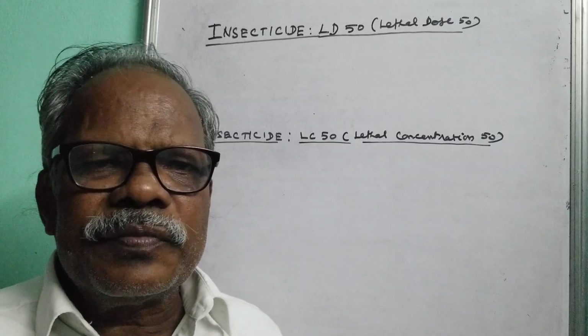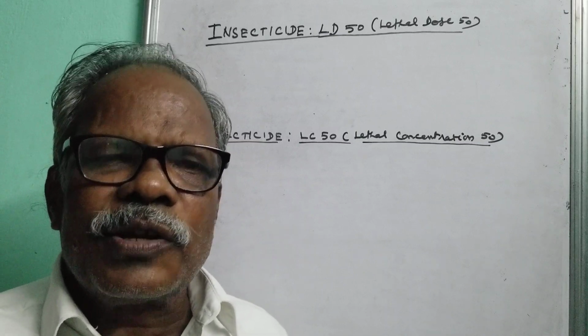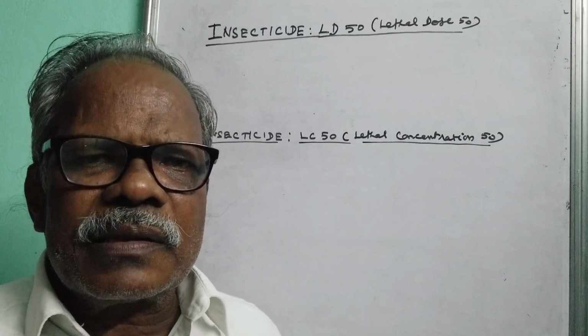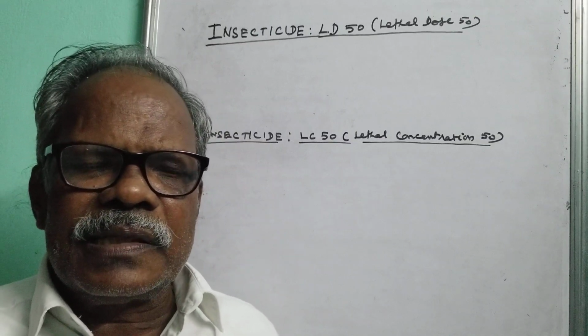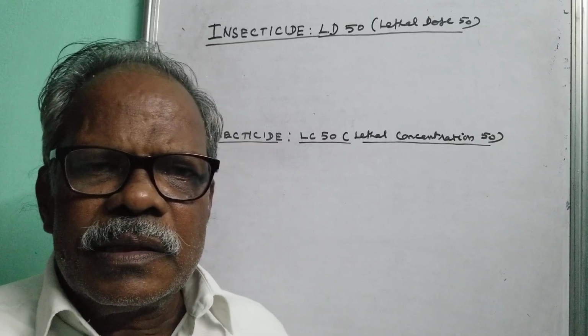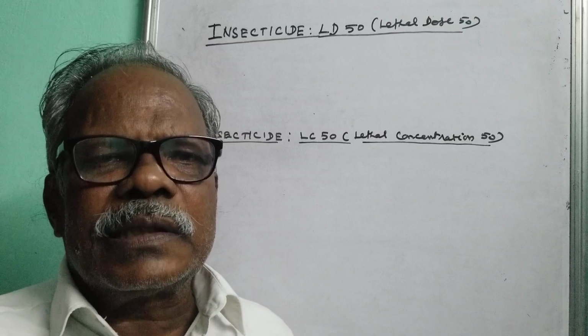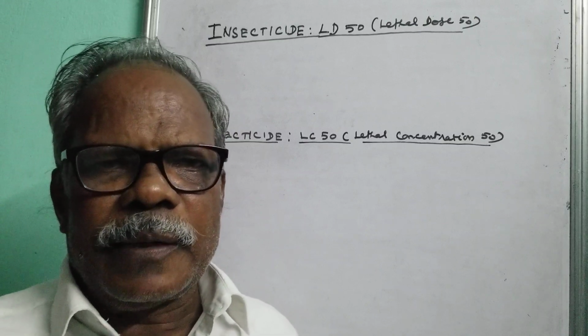We have to see another thing also. What are chronic toxicity and acute toxicity? Whenever the toxic effect is produced immediately after exposure to the chemical, it is called acute toxicity. Chronic toxicity refers to long term exposure to the chemical.